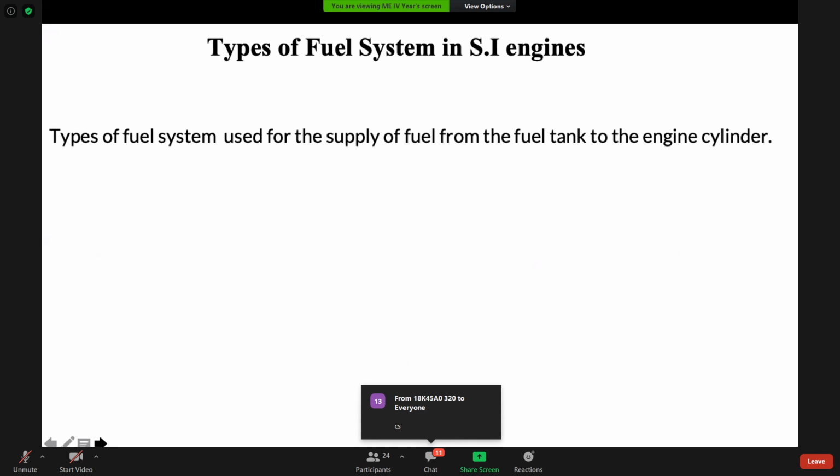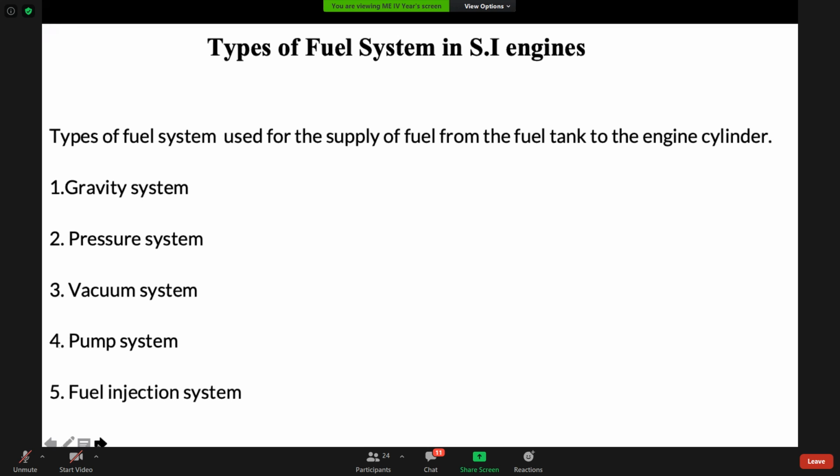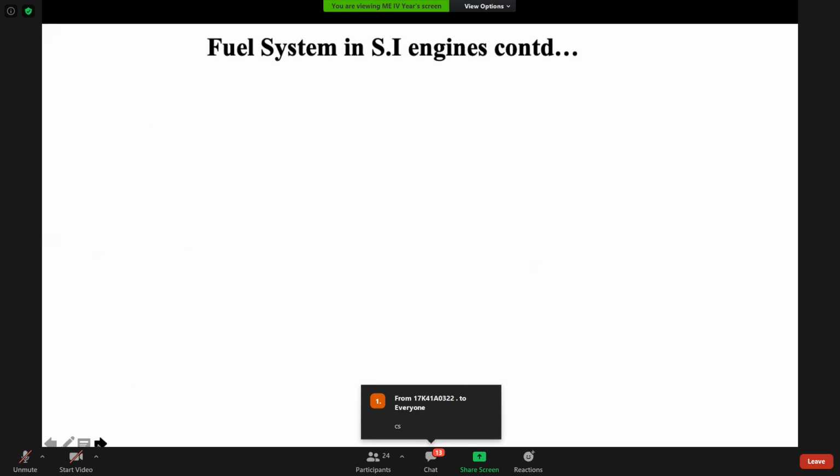Types of fuel system in SI engine. As we can see, there are different systems based on their configuration. We have seen in the previous diagram, a pump system was required. There are gravity system, pressure system, vacuum system, and fuel injection system. We will see them one by one.